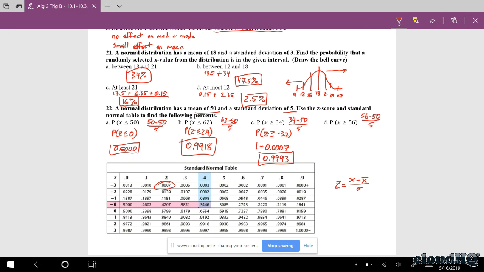And then lastly, we use 56. So that z-score is 1.2. This is another greater than or equal to. So since it's greater than or equal to, we're going to have to do 1 minus positive 1.2, 0.8849. So we get 0.1151, or 11.51%.